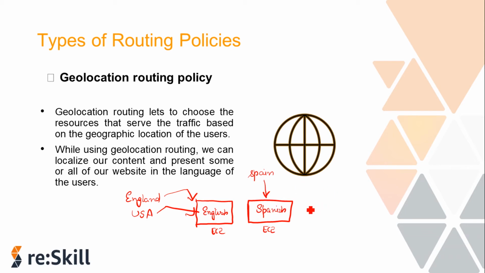Same way I can have multiple servers. Let's say this website is translated to French and is hosted on another EC2 instance. This was the first one, this is the second one, and this is the third one. So if a request comes from France, it will be routed to this particular EC2 instance which contains the website translated to French. So let's see in the console how we configure a geolocation routing policy.